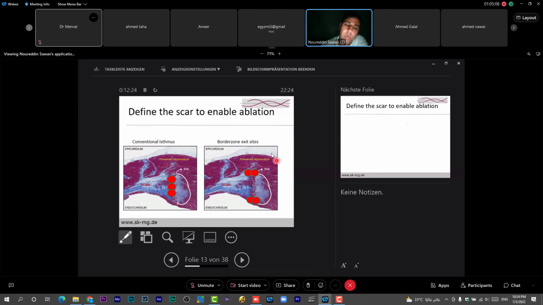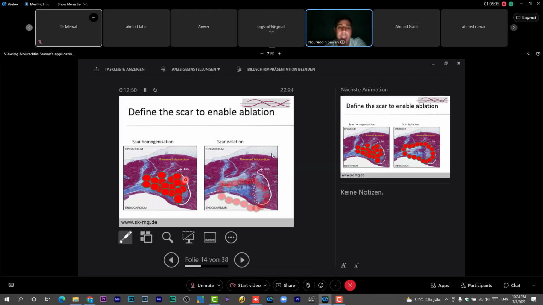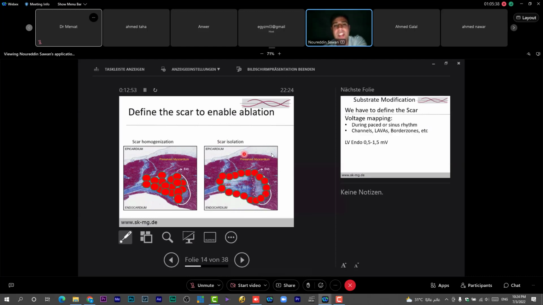However, when you see channeling or something like this, this is the strategy that is meant. And we also have scar homogenization. It means we look for all late potentials, all LAVAs, and we ablate all of them. And the last strategy is scar isolation. Scar isolation is very controversial. I will show you one case now.